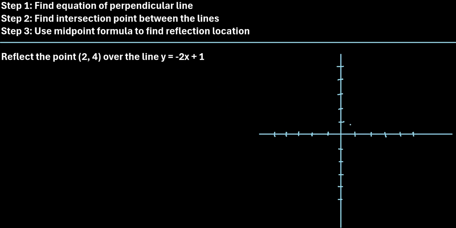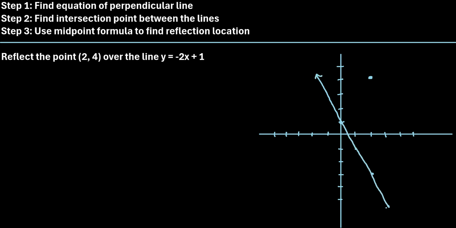So we have the point (2, 4), so that's 1, 2, 1, 2, 3, 4, right about here. And then the line y equals negative 2x plus 1. So first let's find the y-intercept. When x is equal to 0, we can see that y is equal to 1. So we know it will cross right here at y equals 1. And the slope is negative 2, so that means go down 2 and to the right 1. So 2 over 1, 2 over 1, something like this. So our line looks something like this.